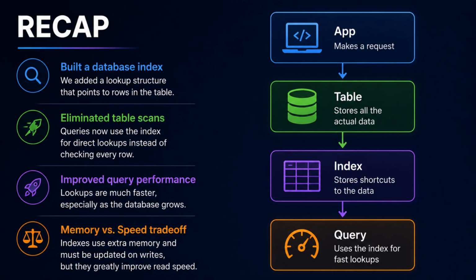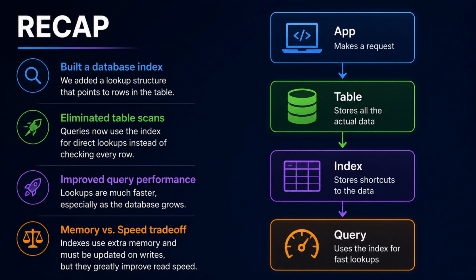Let's quickly recap what we built. In our first database engine, every query required a table scan. The database had to look through rows one at a time until it found a match. That works well for small amounts of data, but it becomes increasingly expensive as the table grows. To solve that problem, we introduced an index. The table continued storing the actual data, while the index stored shortcuts that help us find that data quickly.